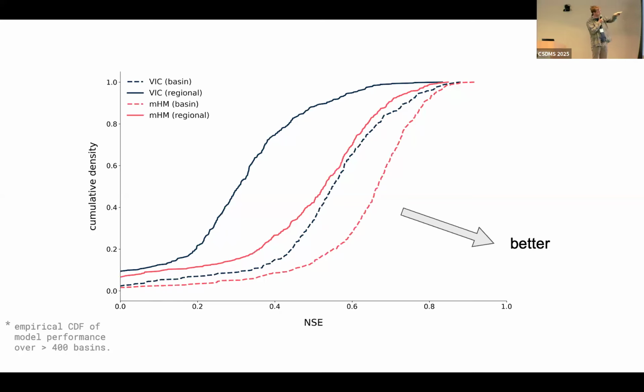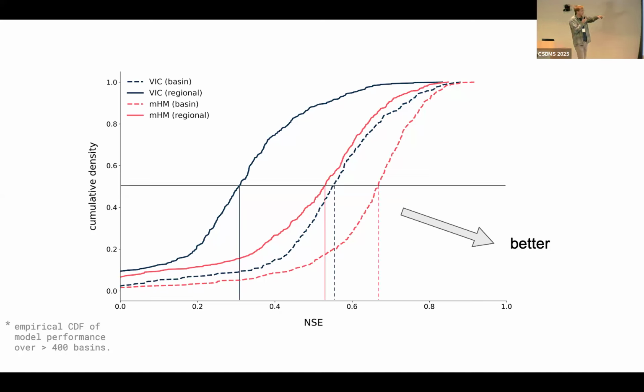So these are the dashed lines, and once calibrated regionally. And if we look at the median model performance, right, this is drawing a horizontal line at 0.5 and then getting down the intersection. We see that for both of these models, as mentioned before, the per basin calibration is much better than the regional model calibration.